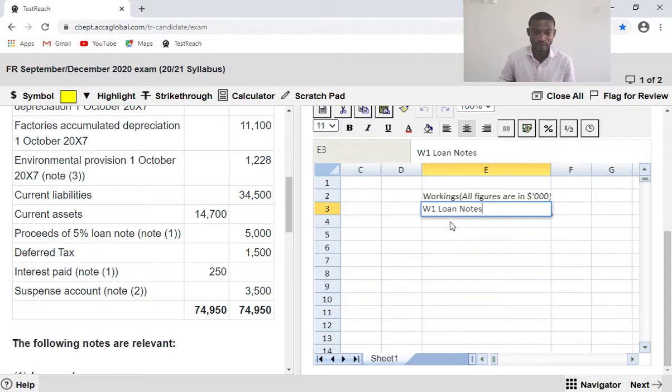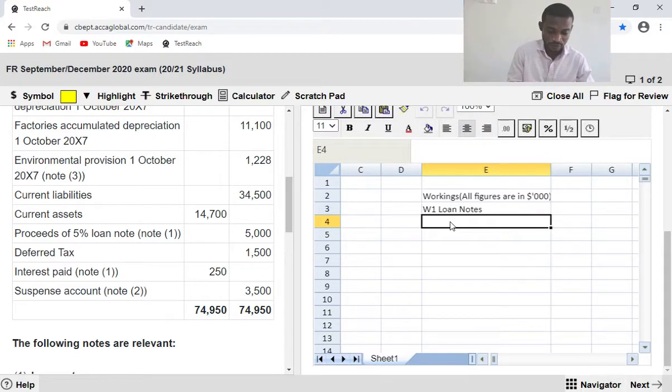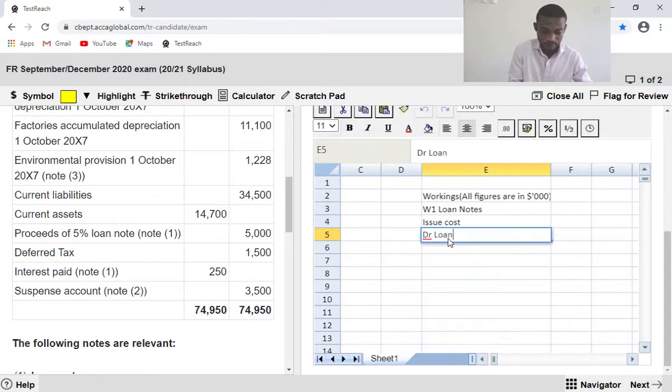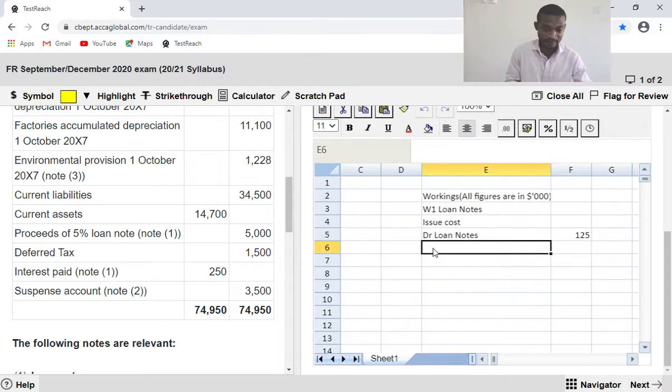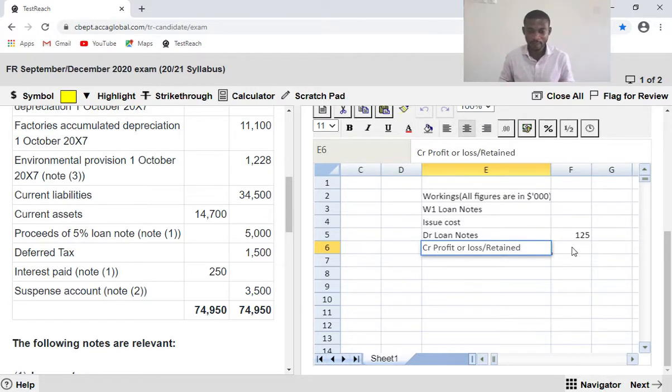Now, I want to first start with the adjustment for the direct cost. For the issue cost, what I will do is to reverse it. So we debit proceeds or loan note. So I'll debit loan note, and the amount is 125. And then I'll credit profit or loss. But in this adjustment, we are looking at retained earnings. So I'll say retained. I think that is enough. I'll put it here.